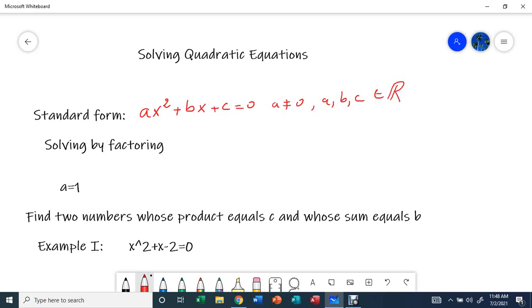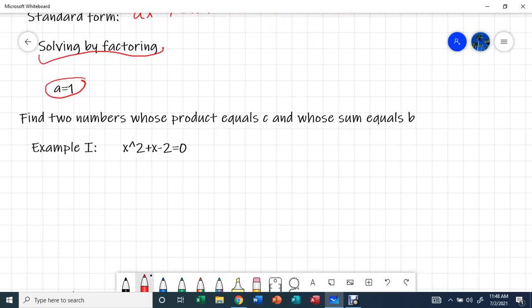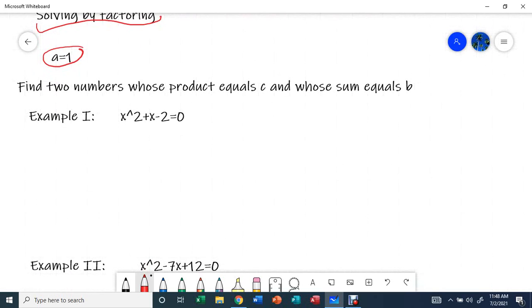So let's start with the first way, which is solving by factoring. But we need to distinguish two cases: when a is equal to 1 and when a is not equal to 1. Let's start with the first case, when a is equal to 1. You need to find two numbers whose product equals c and whose sum equals b. That's the way to factor a quadratic equation if a equals 1.